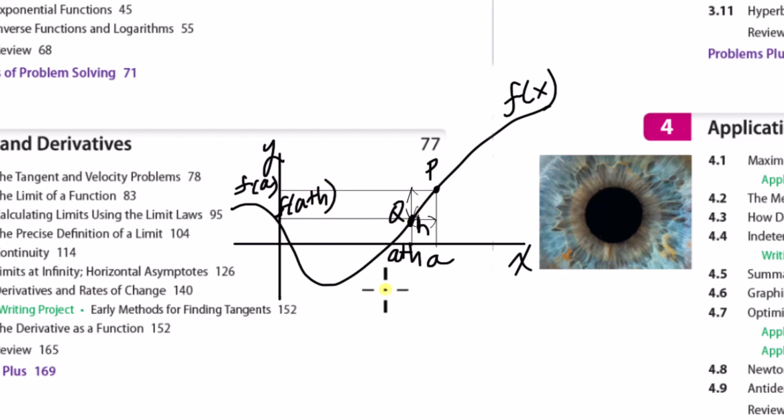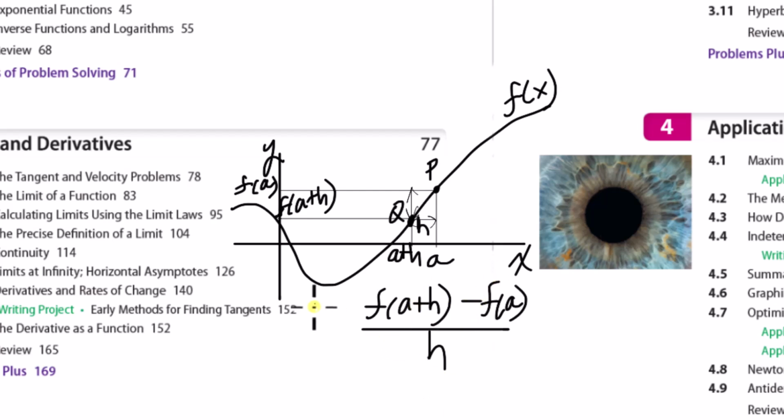So therefore the difference quotient is f of a plus h minus f of a all over h. Here's delta y, here's delta x. And so the derivative is just the limit of the difference quotient as the denominator of the difference quotient approaches 0. So as h approaches 0.